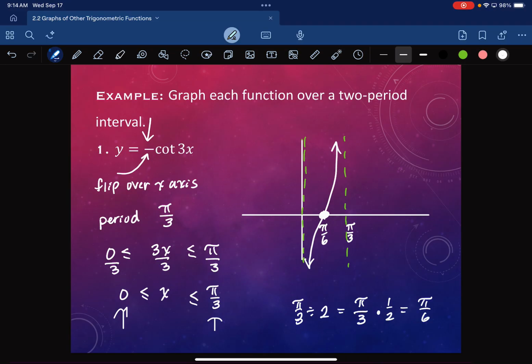Now, you have a choice. This one says to draw this over 2 periods. You can draw an additional period to the right. There's nothing wrong with that. Or you can draw an additional period to the left. There's nothing wrong with that. You get to pick. My suggestion, at least with cotangent, is to draw it to the left.